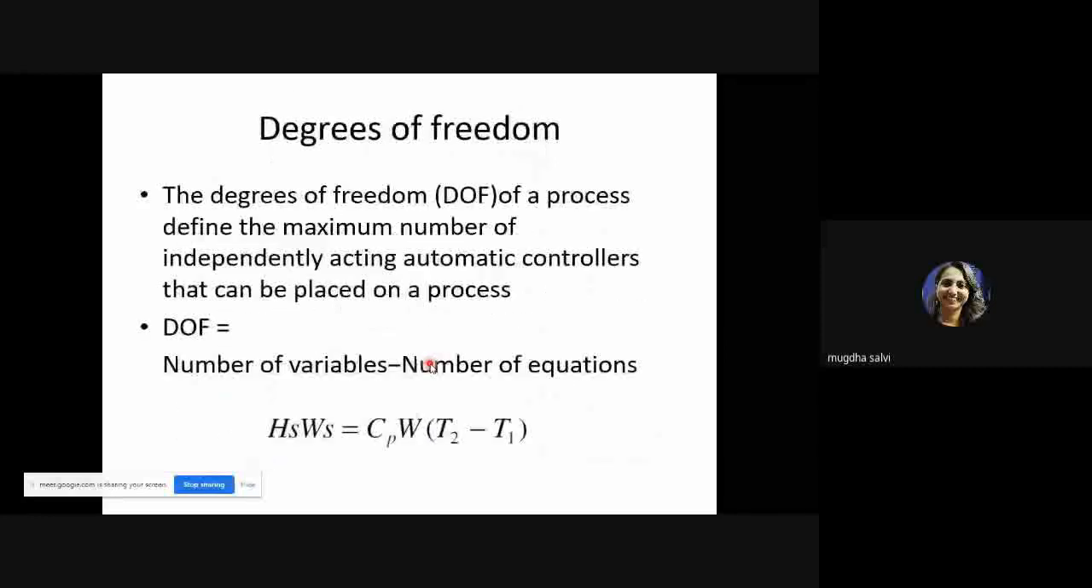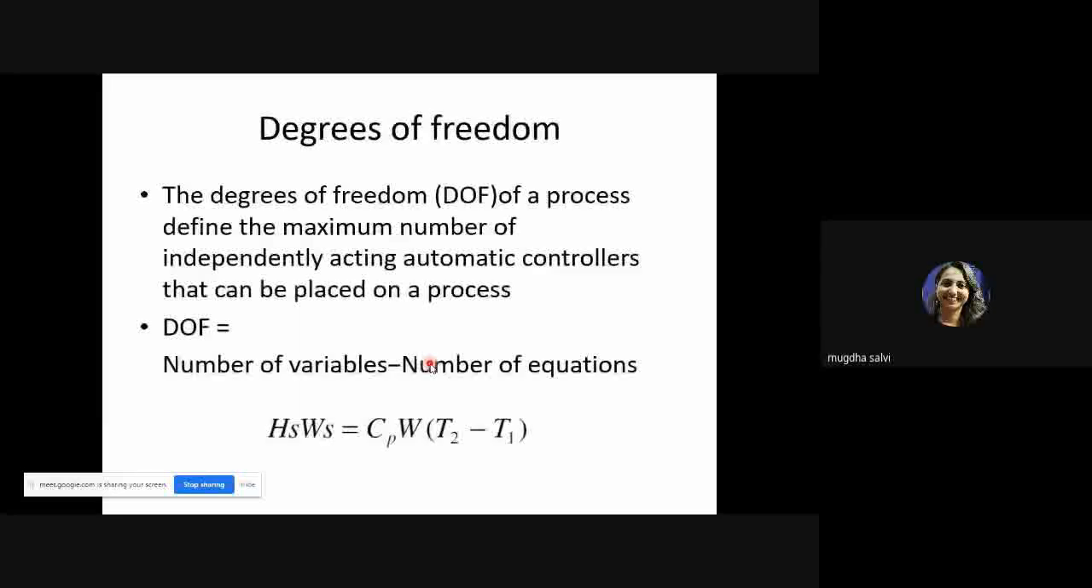So the degrees of freedom of a process defines the maximum number of independently acting automatic controllers that can be placed on a process. And how do we calculate them? So degrees of freedom is calculated by number of variables minus number of equations. Now, this particular equation that is written is the governing equation for the heat exchanger.